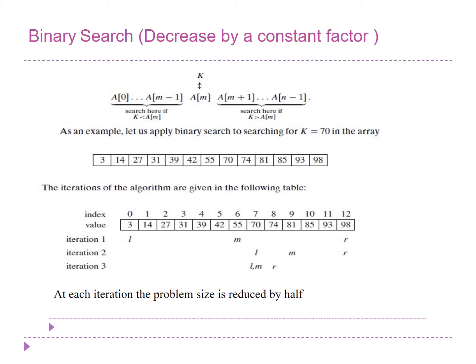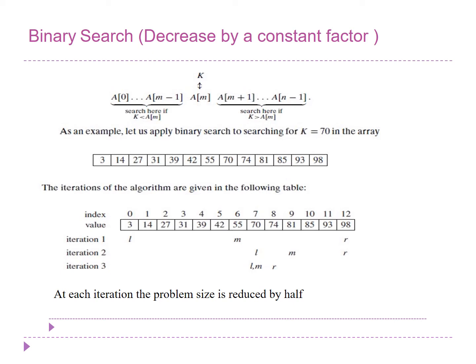If the search element is less than the middle element, then the first half of the array is considered for search in the next iteration. If the search element is greater than the middle element, then the second half of the array is considered for the next iteration. This is continued until the element is found or the last element does not match the search element.